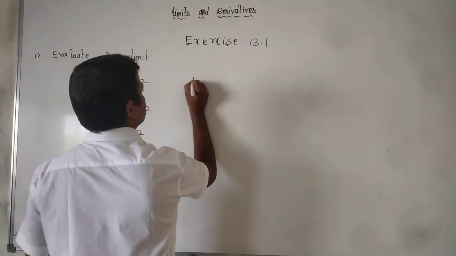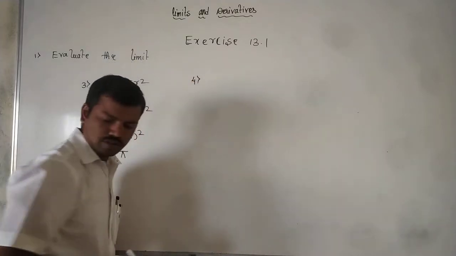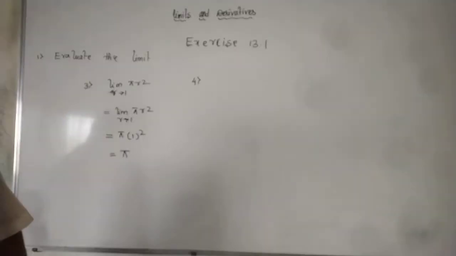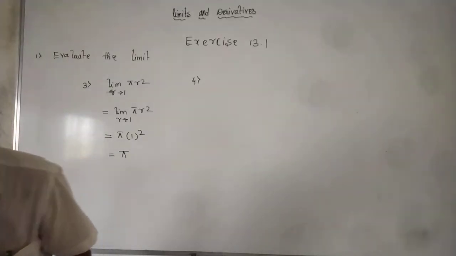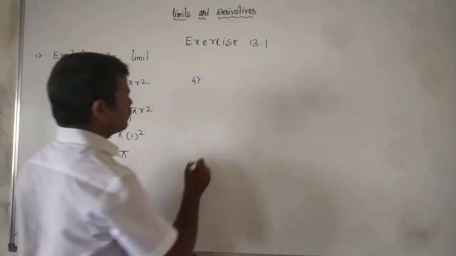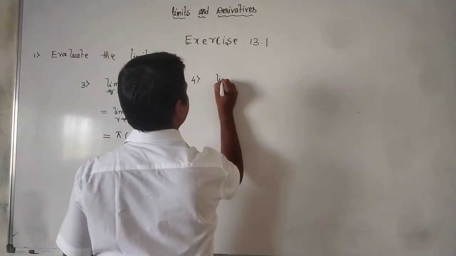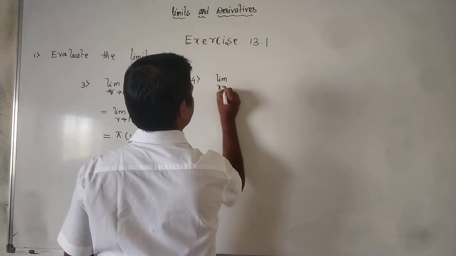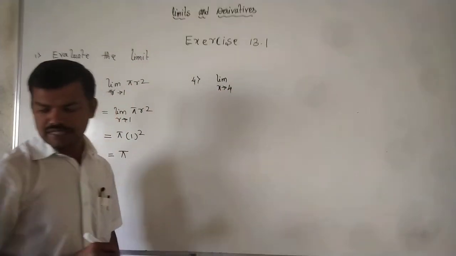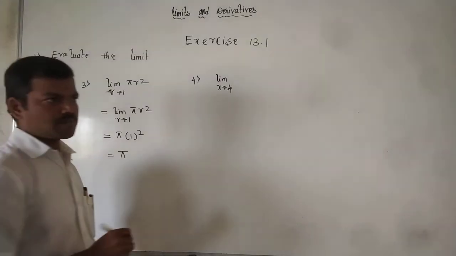Next. So the fourth one, what is it? Limit as x tends to 4. Limit as x tends to 4. 4x plus 3.